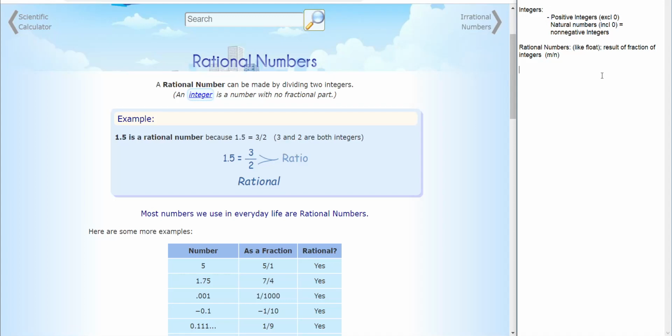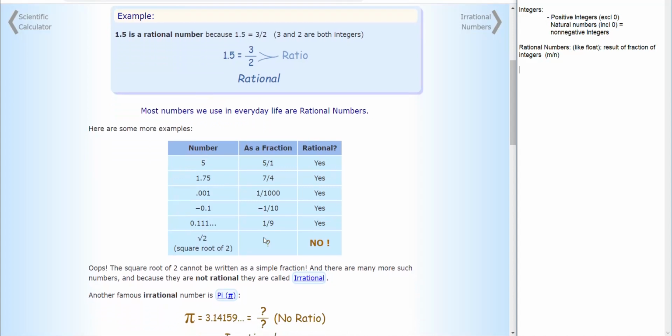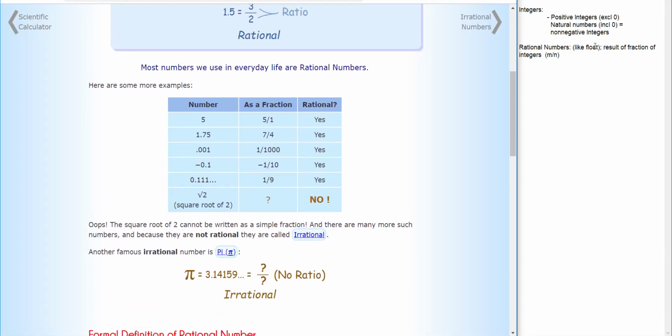Now we will be adding all of these. So we have different numbers. Is this a rational number? Yes, it is, because it's 5 over 1. This is obviously a rational number. Negative, still an integer, rational number. Square root of 2 is not a fraction, and hence is not a rational number.